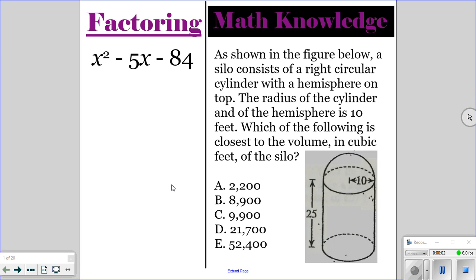Alright, so y'all go ahead and do the factoring and the math knowledge question for today. Pause the video, and then once everyone is finished, you can unpause the video and I'll go over the correct answers. So for the factoring, you're going to have x minus 12 times x plus 7.